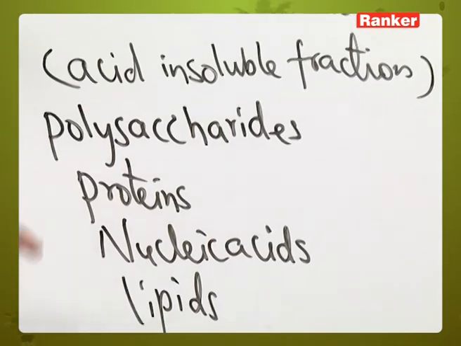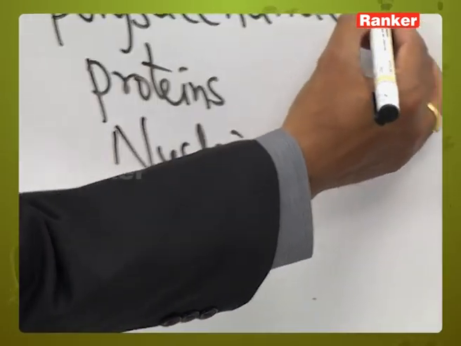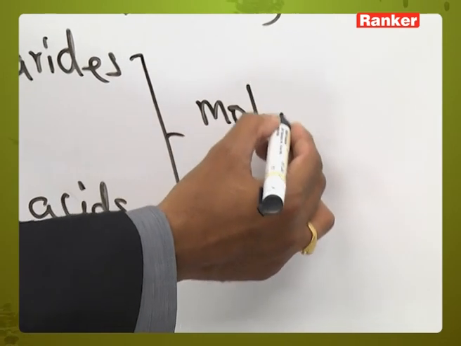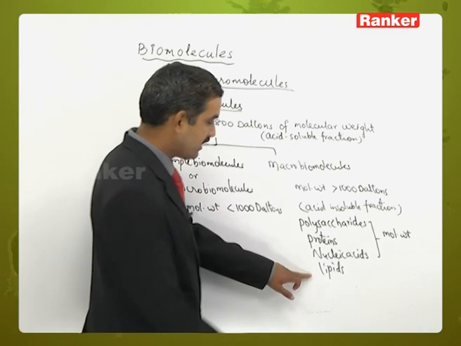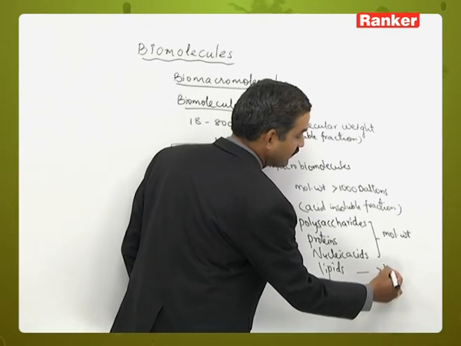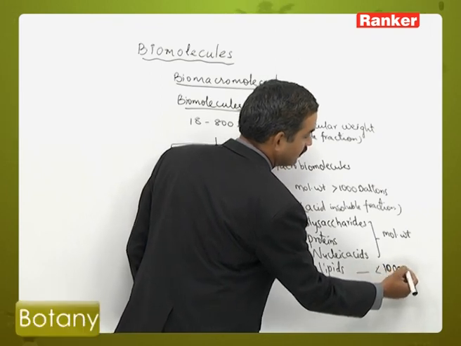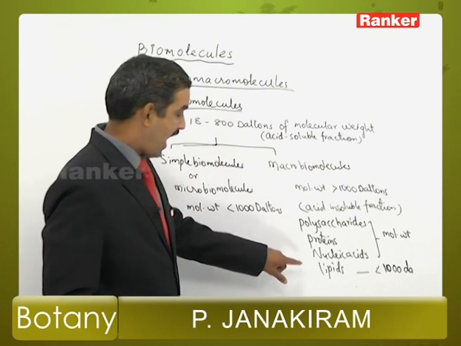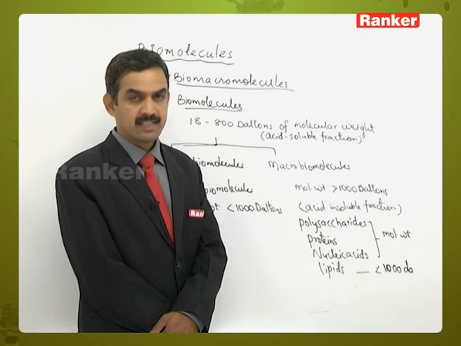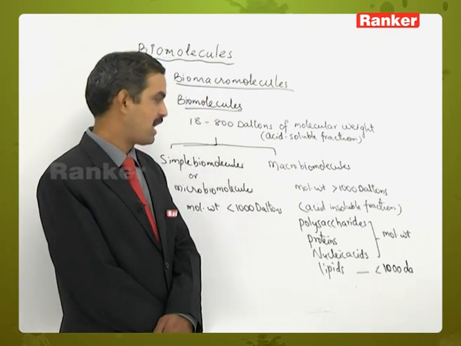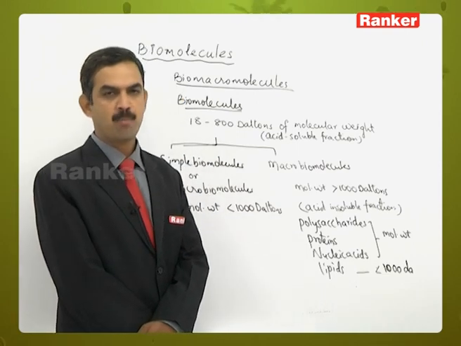biomacromolecules. But out of these four, except lipids, these three have a molecular weight of more than 10,000 Daltons. But here this is one which contains less than 1000 Daltons. As it contains less than 1000 Daltons, it should be part of simple biomolecules. Then why is it a constituent part of the biomacromolecules? Let us discuss why it is a part of the biomacromolecules here.